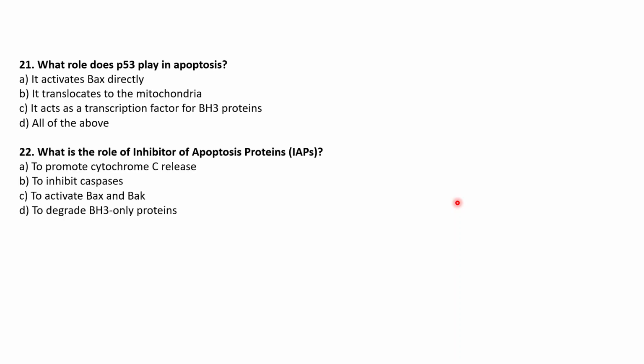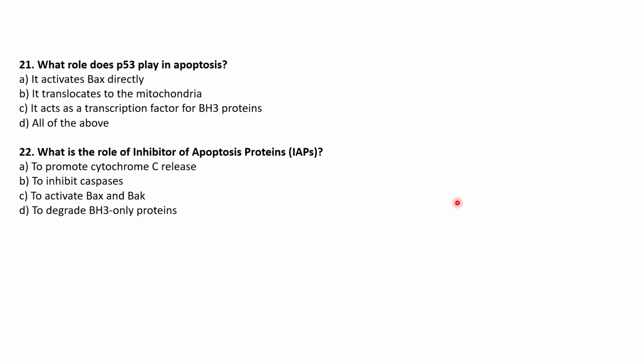What is the role of IAPs, or inhibitor of apoptosis proteins? This is a fairly evident one. From the name only, you can kind of figure out what might be going on. Yeah, great. So that's correct. It is to inhibit caspases. So they do that at various stages.